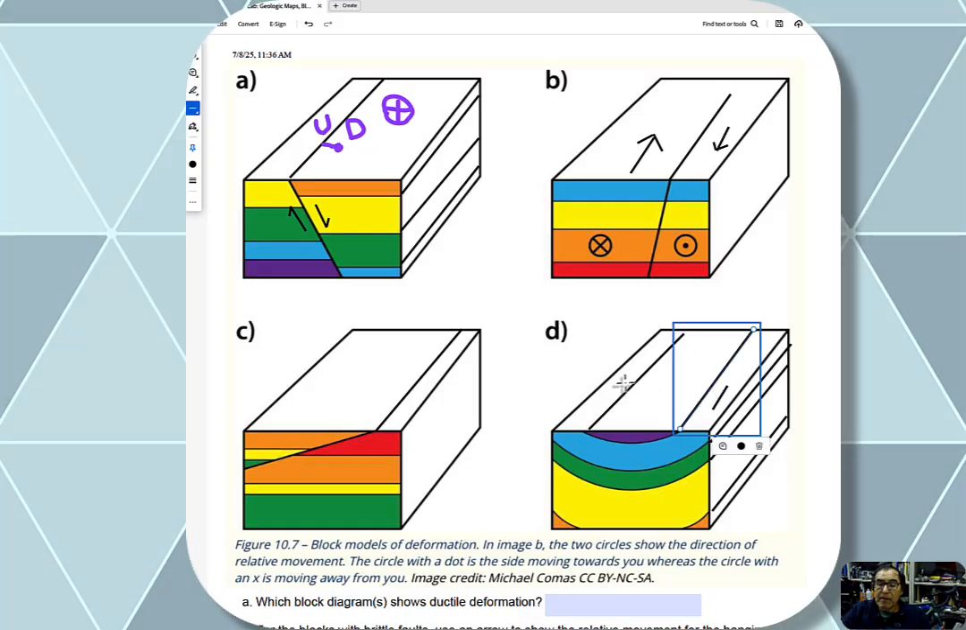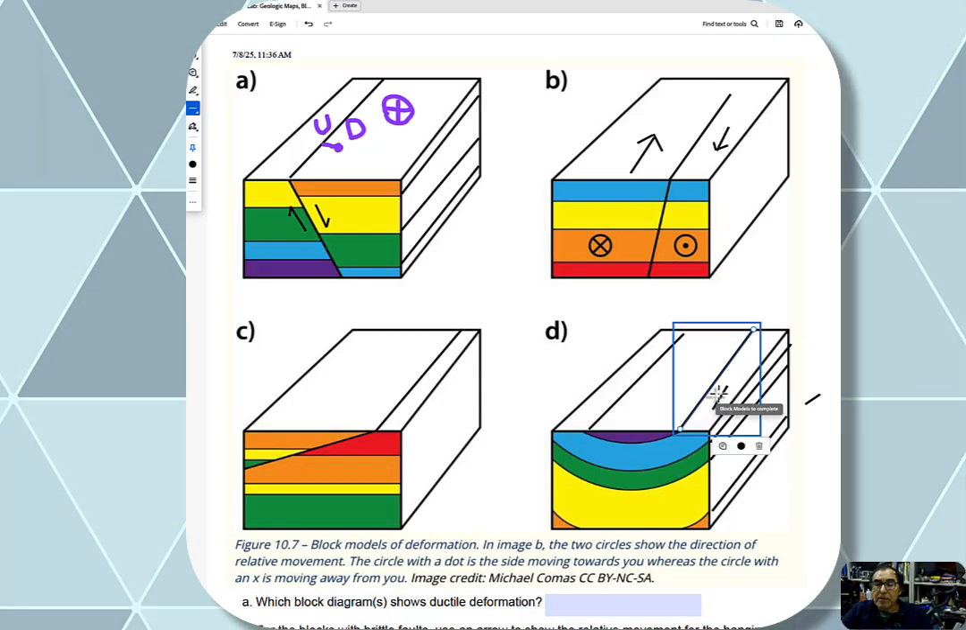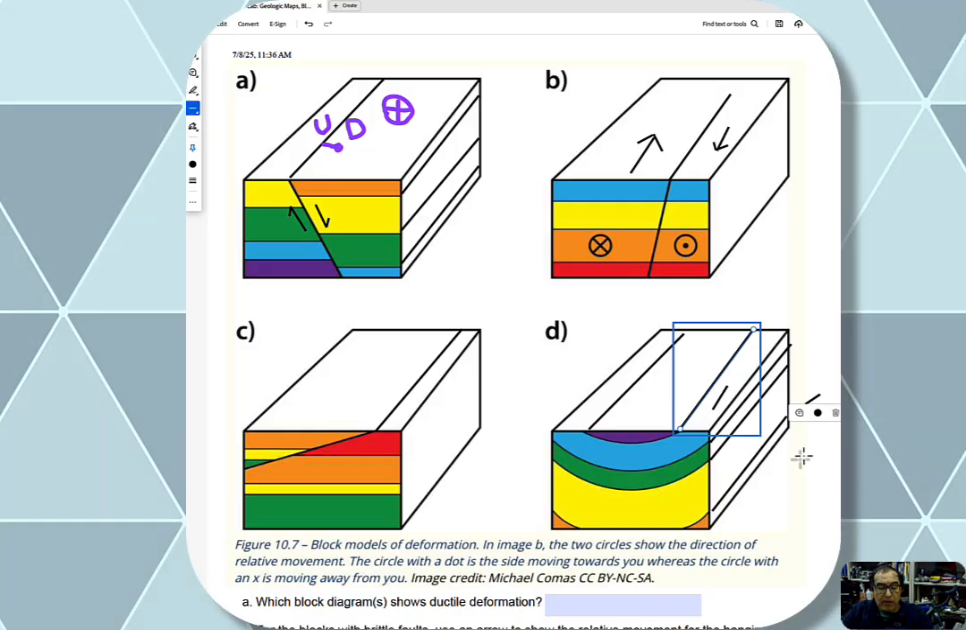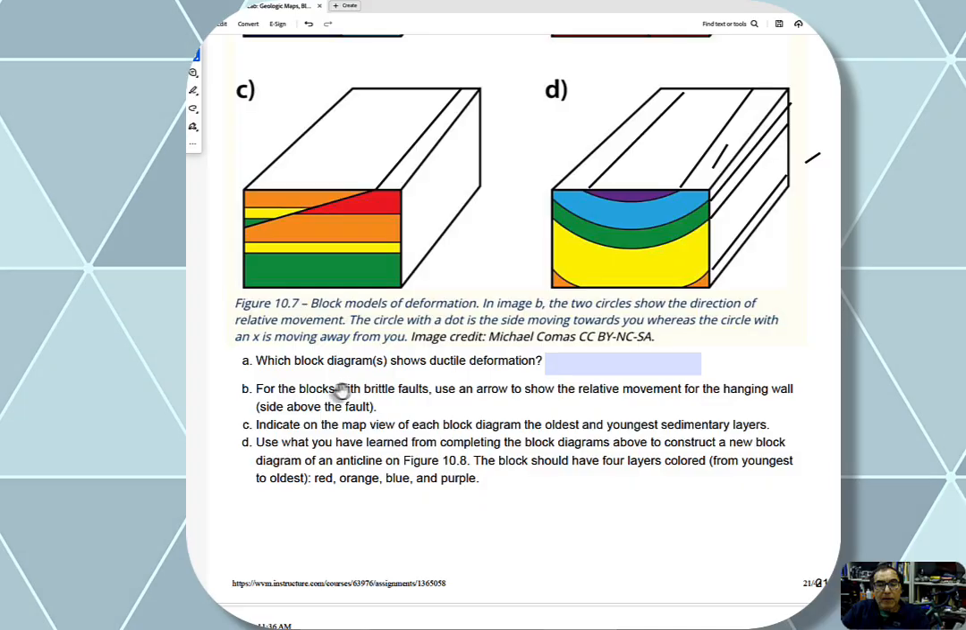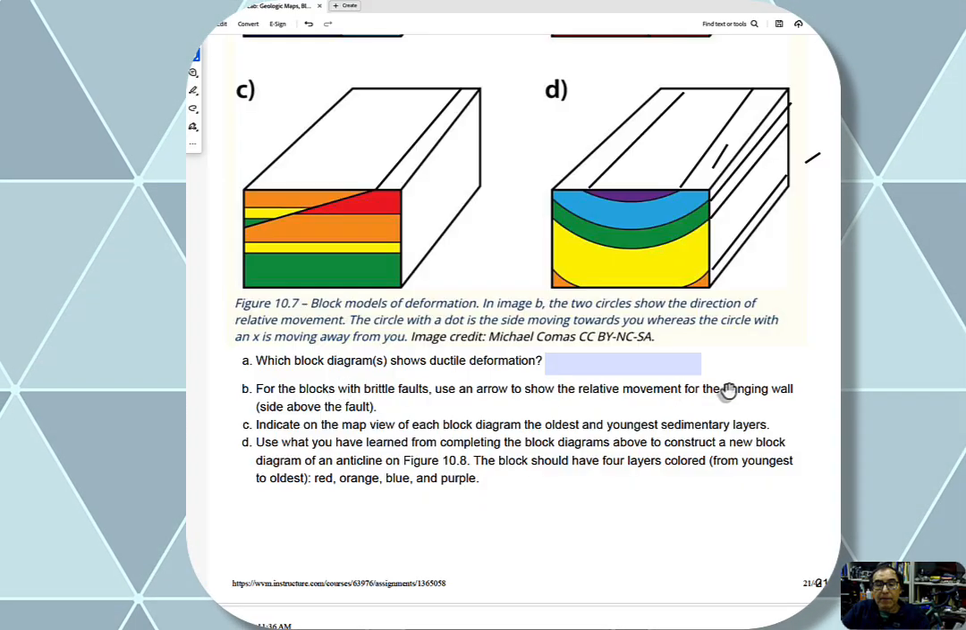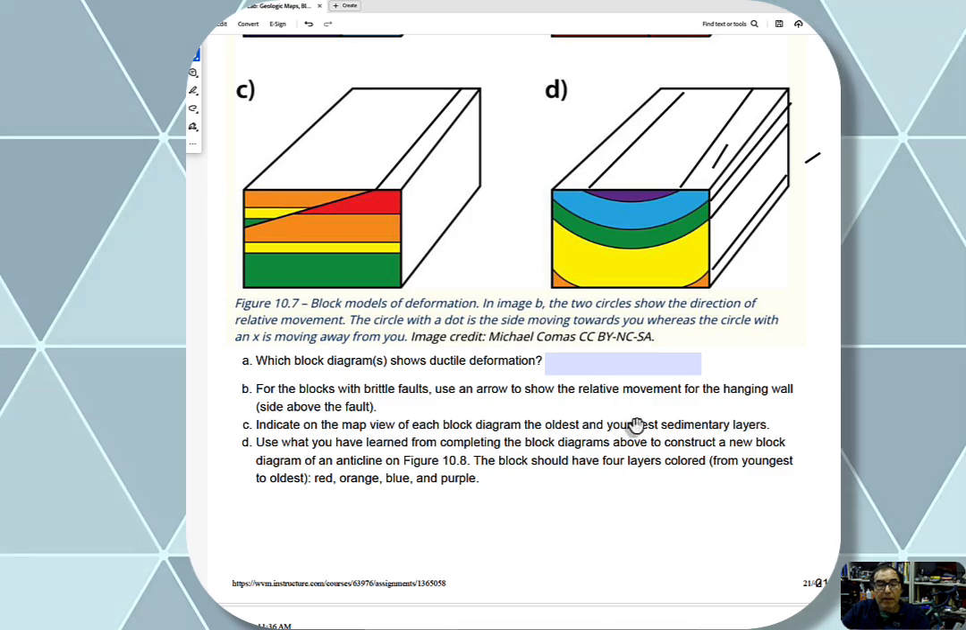Whoops, if I can get it in there. We want to show a little dip. It's not letting me do it, but you want to show a little dip direction going toward the center there. So I'll let you work on that one there. Yeah, so you want to fill in, oh, they also want you to add hanging wall and footwall for any of the faults there. Yeah, and also the youngest and oldest sedimentary layers.